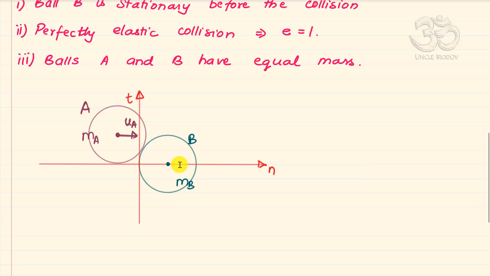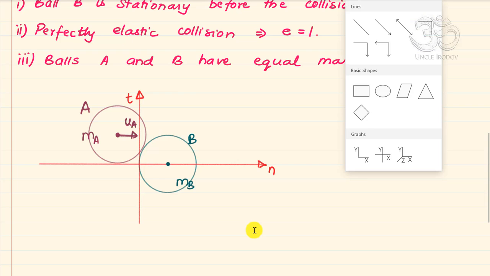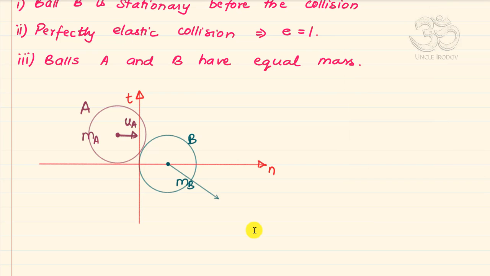And I know that there will be an impact between these two balls, and there will be forces acting at this particular place where they are in contact, and there will be a common normal. That common normal will be called the line of impact, and the forces will be along the line of impact. And since B was initially stationary and the only force that acts on B is along that particular direction, after the collision B will definitely start moving in that particular direction. So I can say that B starts moving this way.